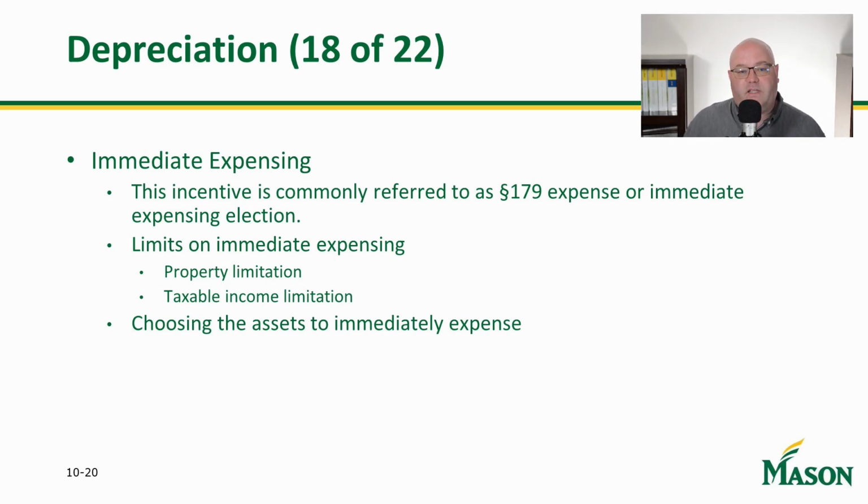There is also a property limitation. You can't put in too much property, and that's why, like, Coca-Cola can't do this. They put too much property in every year and they pull so much out. And then you also can choose the assets that you want to immediately expense.